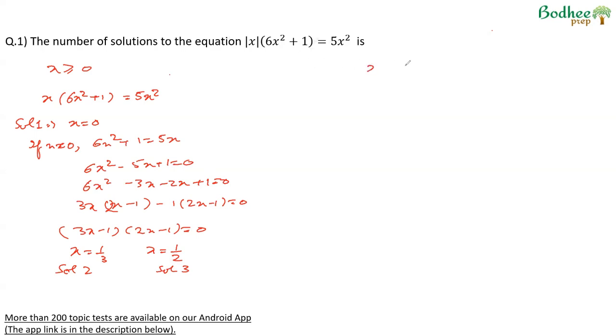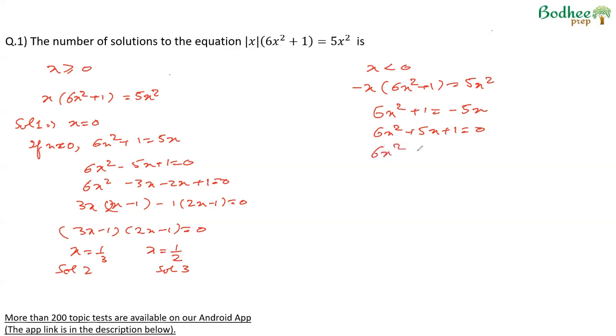Second case, x is less than 0, in which case the mod opens as negative. 6x square plus 1 is equal to 5x square. Again, here we've already counted x to be 0, so we cancel out x, and we get 6x square plus 1 is equal to minus 5x, multiplying by minus 1 and cancelling out x. 6x square plus 5x plus 1 is equal to 0, which means 6x square plus 3x plus 2x plus 1 is equal to 0, which means 3x into 2x plus 1. We'll straightforward get opposite sign roots. That is the only change that will happen.